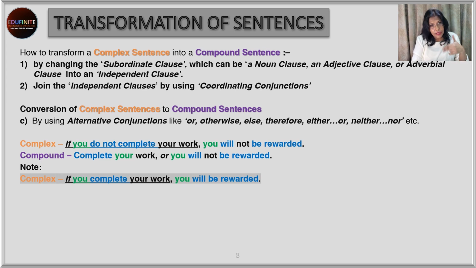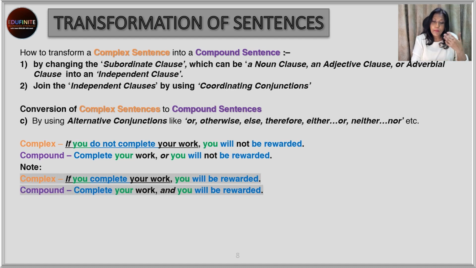But if it's written in an affirmative tone, that is, if you complete your work, you will be rewarded, then how do we change this into a compound sentence? So we write, complete your work and you will be rewarded. So when it's affirmative, we don't use the conjunction or. We use the cumulative conjunction and. So that is how we make it an affirmative sentence. Complete your work and you will be rewarded. But when we use or, which is the alternative conjunction, that means the sentence gives us a negative impact.